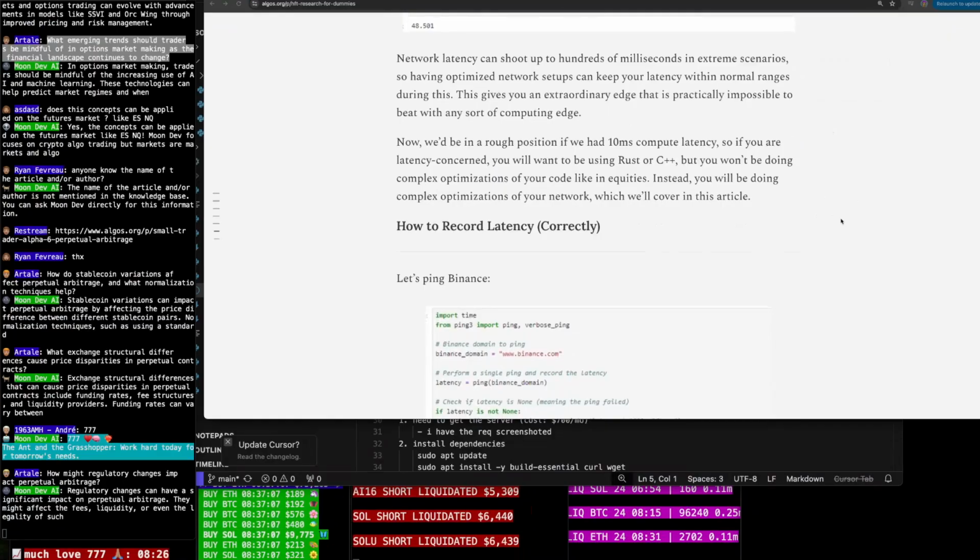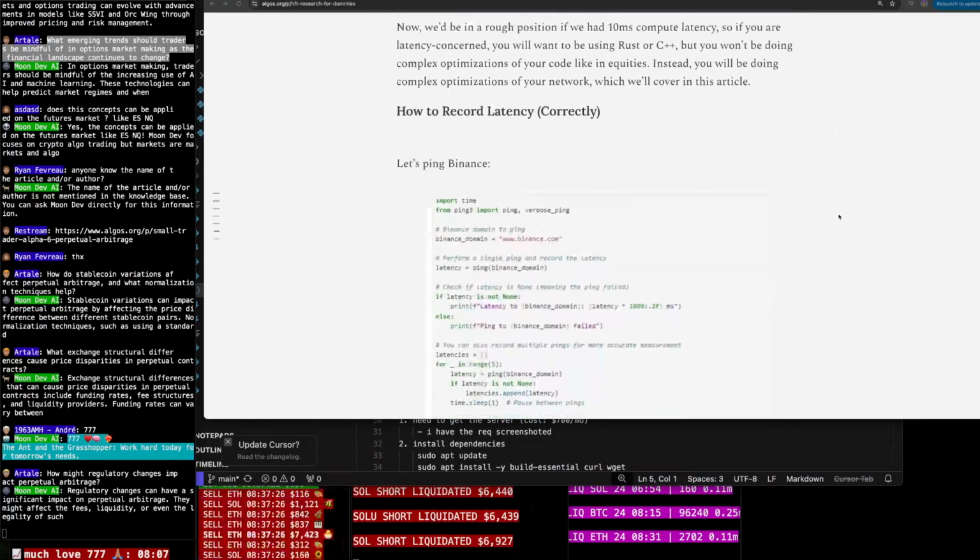Now, we'd be in a rough position if we had 10 ms compute latency, so if you are latency concerned, you will want to be using Rust or C++. But you won't be doing complex optimizations of your code like that. Instead, you will be doing complex optimizations of your network, which we'll cover in this article.